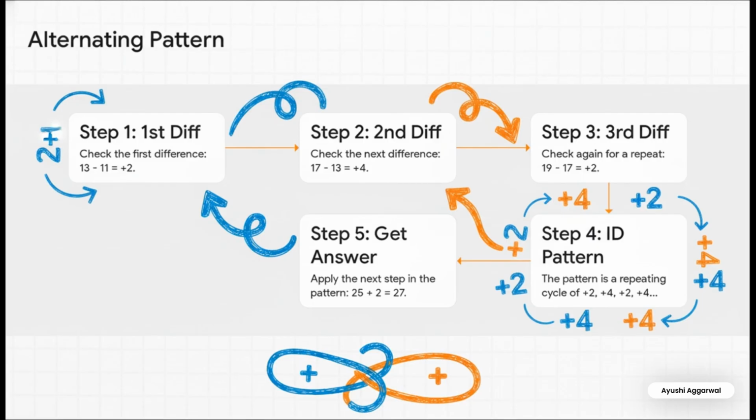+2, +4, +2, +4. The last jump we see is 23 to 25, which is +2. So what's next in the cycle? It has to be +4. We just add 4 to 25 and we get our answer, 29. It's just like two simple series woven into one.